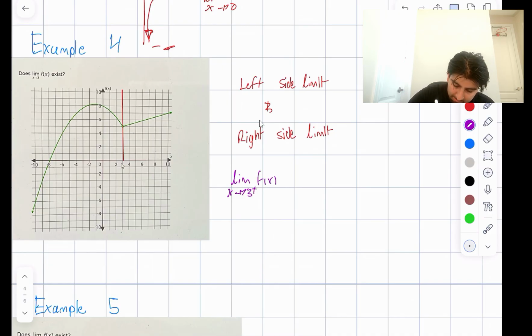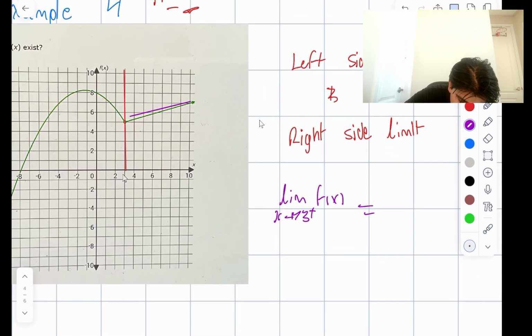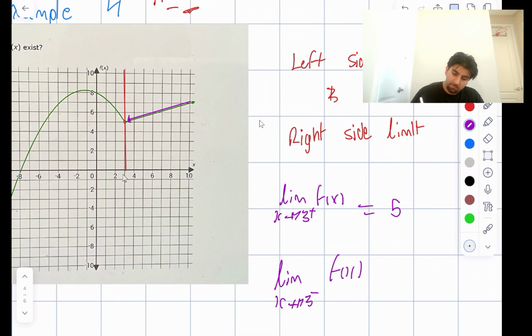From the right side, what's that? We'll go from the right side, we'll go this way, and we'll approach it. And what do we get? It's 5. Limit as x approaches 3 from the left side. That's also going to be, we're going to go across the function like that and get to 5. It's also 5.